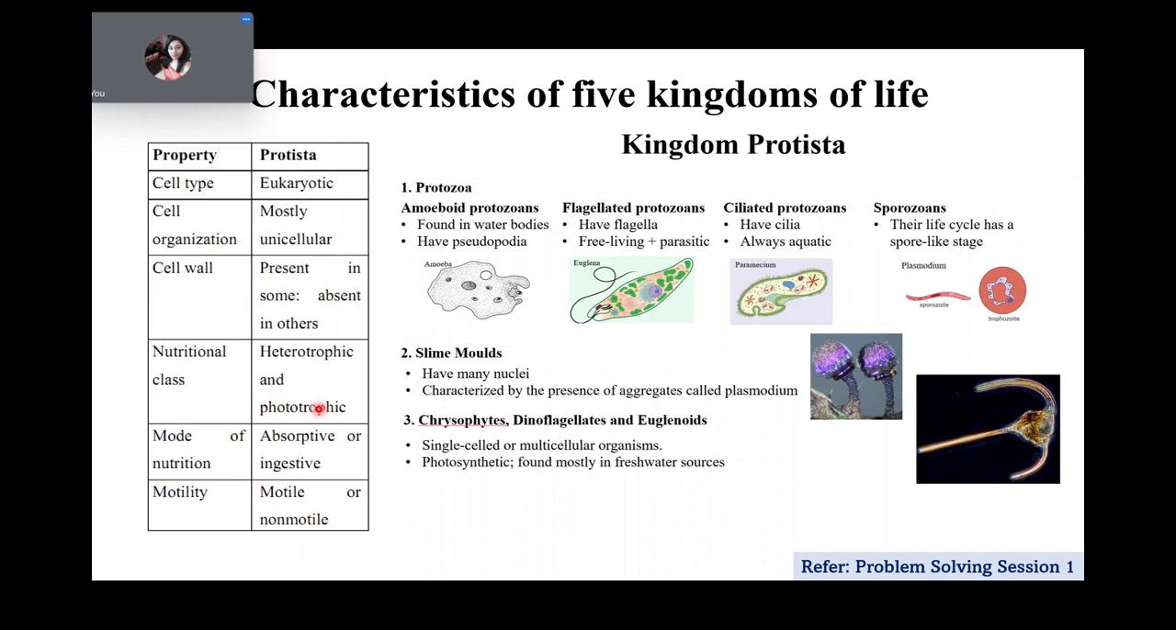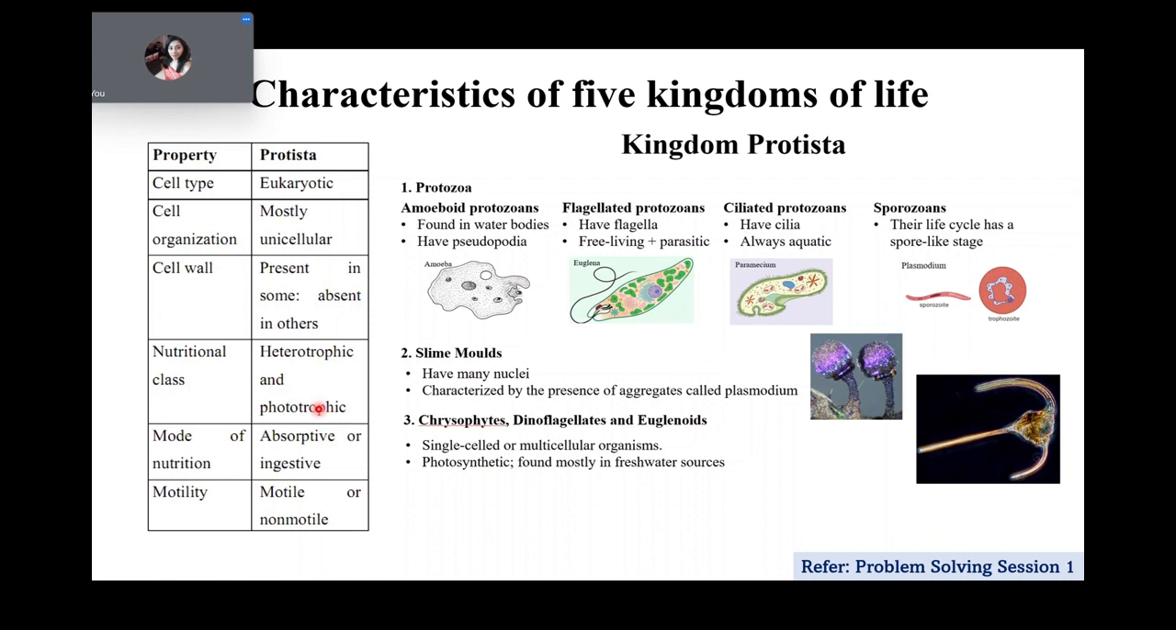And the last are sporozoans, which have a spore-like state. So in their life cycle, they will have one stage in a spore-like structure where they will be feeding on another host. For example, Plasmodium. The second classification is slime molds. So these slime molds are unicellular, but they have multiple cells coming together in a conglomerate. These aggregates are called plasmodium, and that's why they have many nuclei.